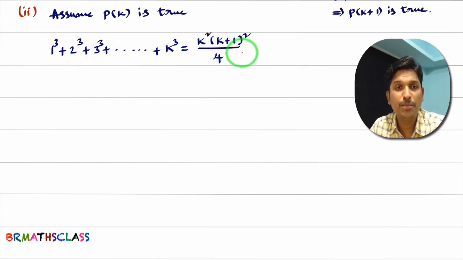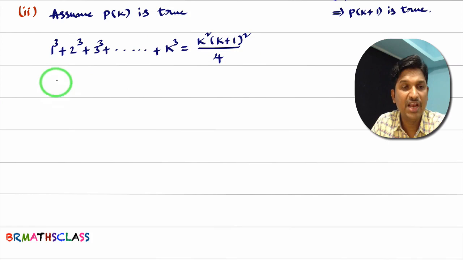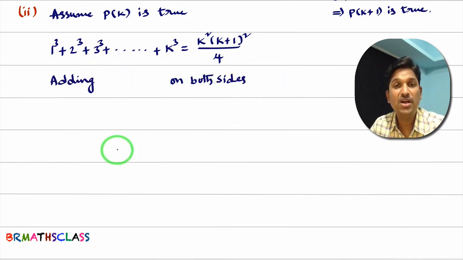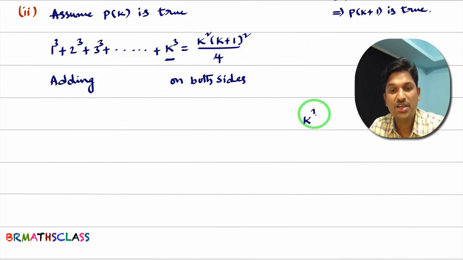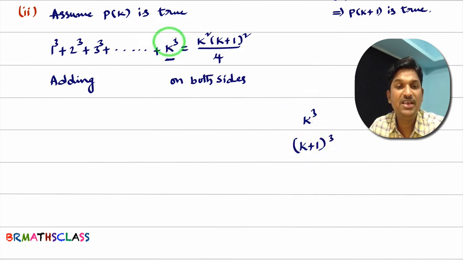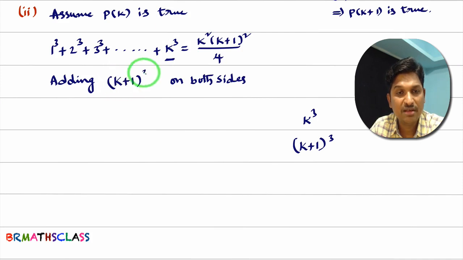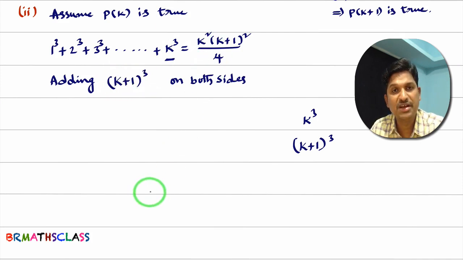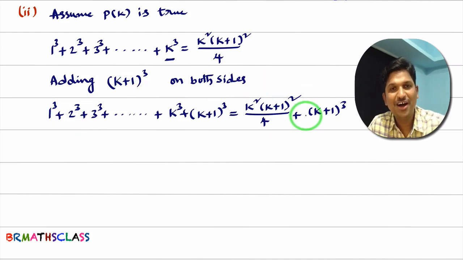In almost all the problems, after writing p of k, we'll add a term on both sides. What term will we add on both sides? You see here, k cube is there. The kth term is k cube. In this, wherever k is there you write k plus 1. Then what will you get? You will get k plus 1 whole cube. That term we will add on both sides. See, I added k plus 1 whole cube on both sides.